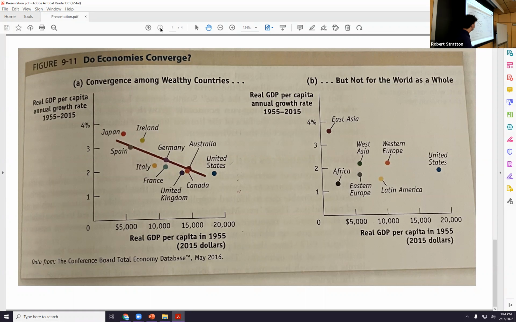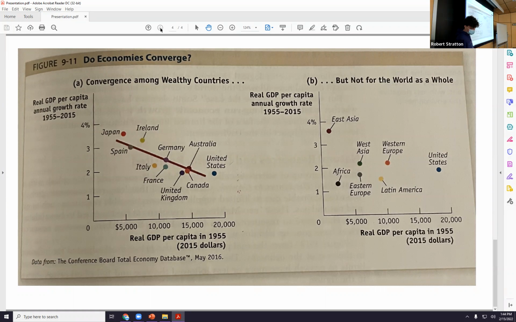But that's not true for all. As you can see in graph B, places like Africa, Eastern Europe, Western Asia, Western Europe, and other countries on there all saw a slower rate of growth. Western Europe may have had a higher GDP per capita than Latin America, and that was actually contrary to the convergence theory, because they shouldn't have seen growth. They should have seen an equal growth because they both started lower.